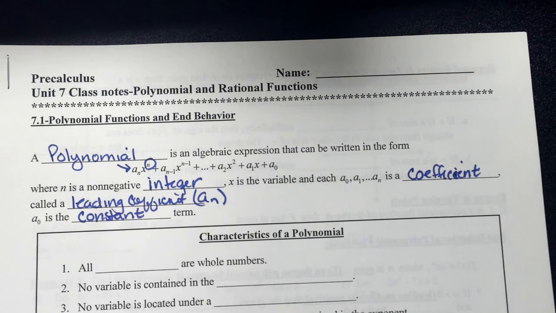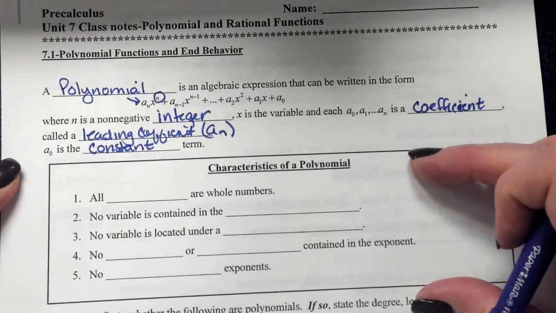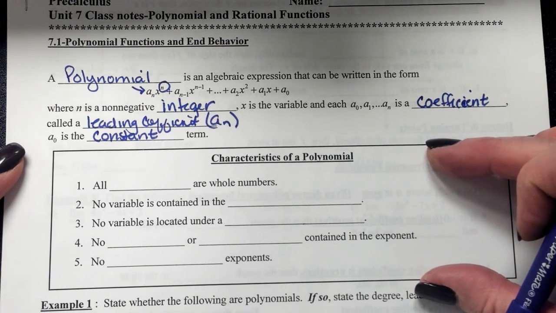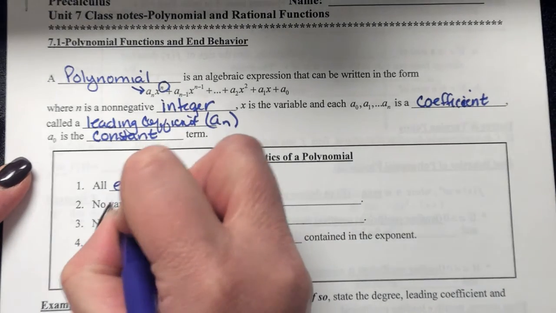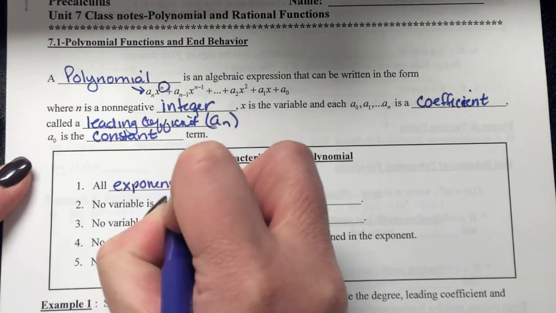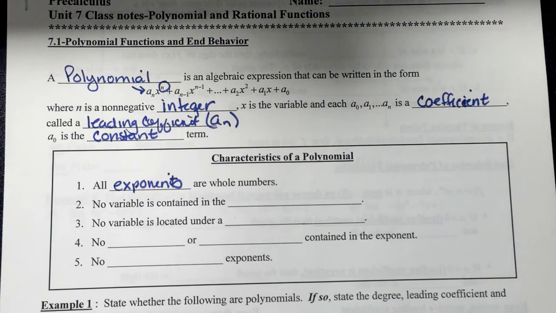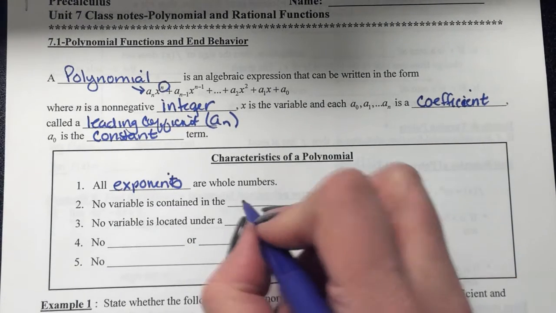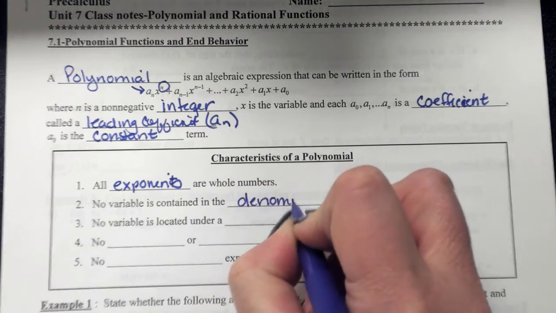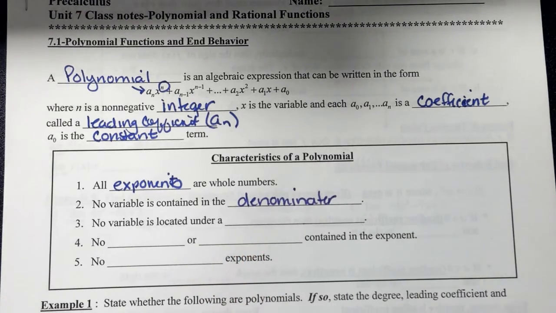Okay? So just to review, some things that make an expression a polynomial. All of your exponents have to be whole numbers. So all of the exponents in the expression have to be whole numbers. No variable is contained in the denominator. So if you have a fraction, that's okay to be a polynomial, as long as the variable is not in the denominator. So a coefficient could be a fraction, the number in front, so you could have 1/2 x squared, but there can be no variable in the denominator.